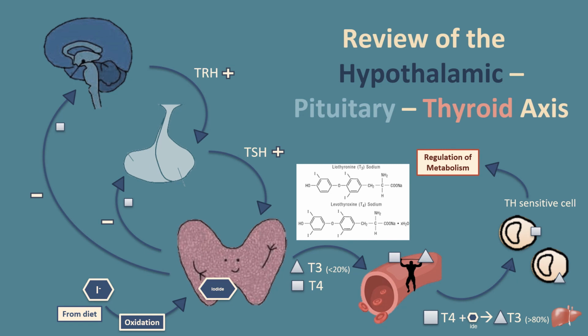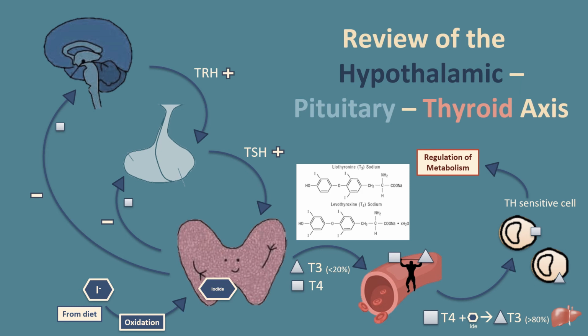Now let's look at the hypothalamic pituitary thyroid axis, which explains the pathophysiology of thyroid disorders. We'll see this diagram a few times throughout the presentation. In this diagram, we start with the hypothalamus in the brain on the top left corner. The hypothalamus releases thyrotropin-releasing hormone, which stimulates the pituitary gland to release thyroid-stimulating hormone, also known as TSH or thyrotropin. TSH stimulates the thyroid gland to produce T4, also known as thyroxine, and a small amount of triiodothyronine, or T3.